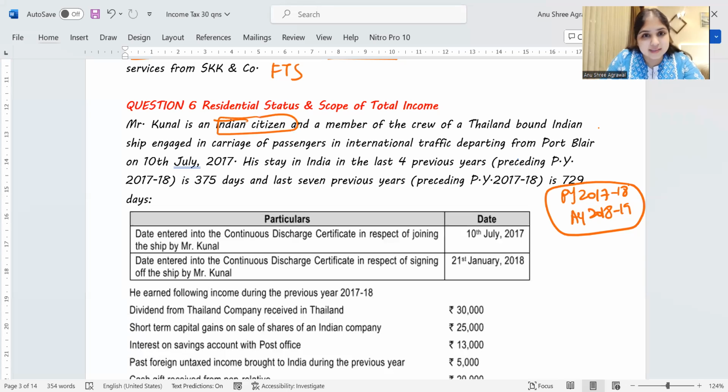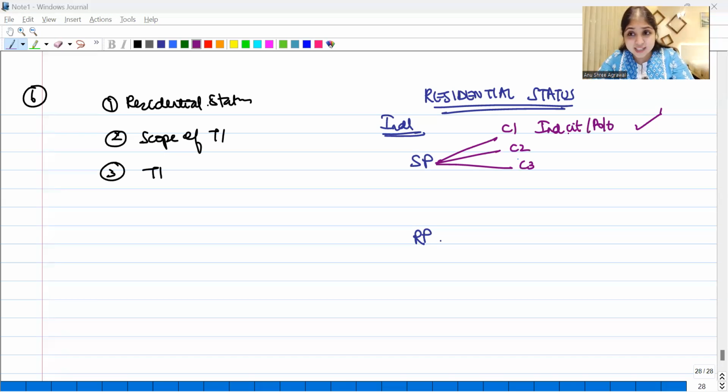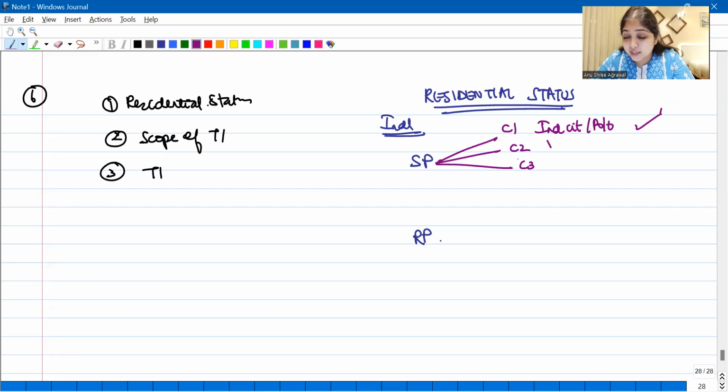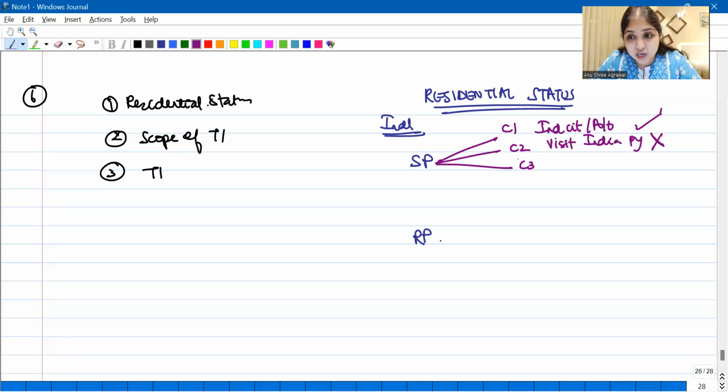Yes, Mr. Kunal is an Indian citizen. Condition fulfilled, guys. Now tell me, what is the second condition? We just discussed it in the last question. Tell me, what is the second condition, everybody? Second condition, my assessee should be visiting India in the previous year. Tell me, in 17-18, is my assessee visiting India? No, instead he's a crew member of an Indian ship, guys. He is leaving India. He is not visiting India in the current year. So this will not apply.